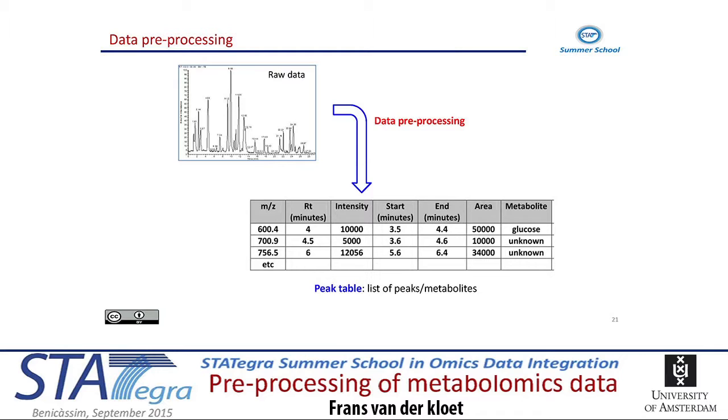So how do we get from the raw data to my peak table that I can use for my data analysis? That's what pre-processing is about. And in here we see this peak label: at 4 minutes retention time, for example, it had this area, and it was this metabolite, glucose.